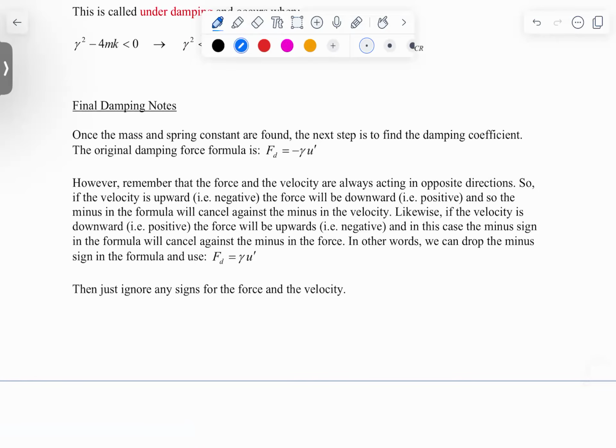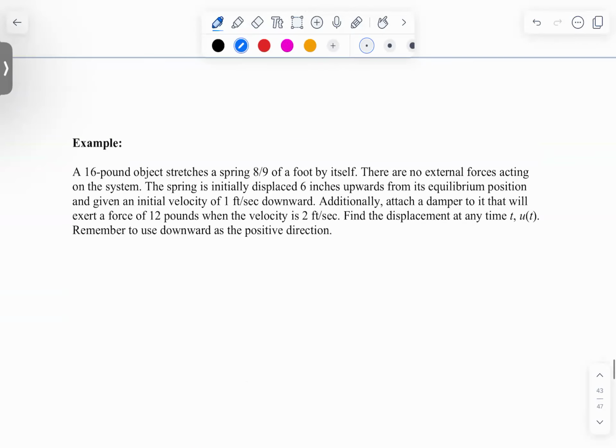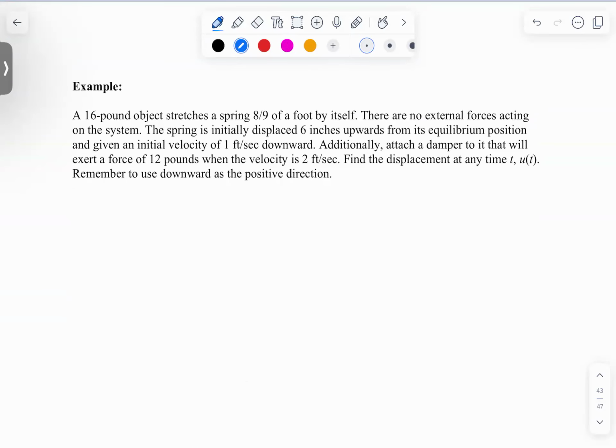And then, since we identified the force as negative, it is always operating in the opposite direction, which means we don't actually have to worry about that negative. It is taken care of in our differential equation. So we can ignore the signs when actually solving for the force. All right, let's look at our example again.